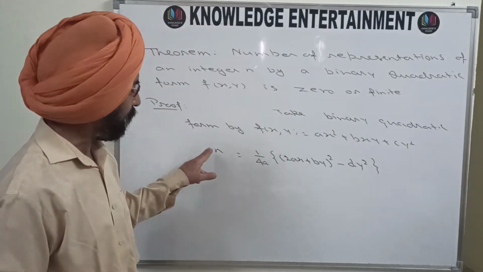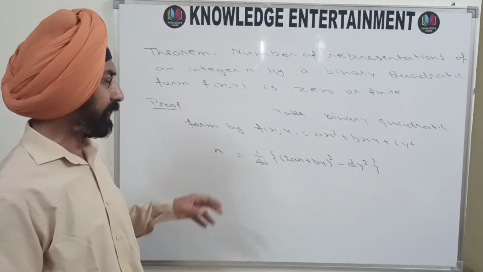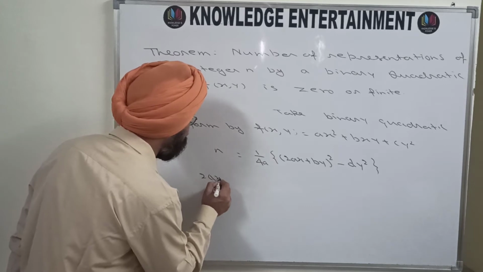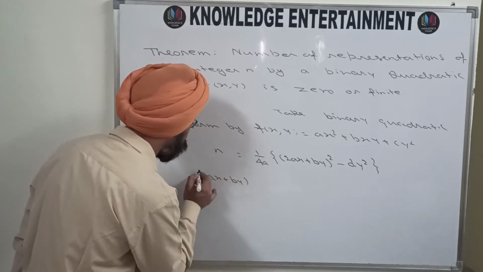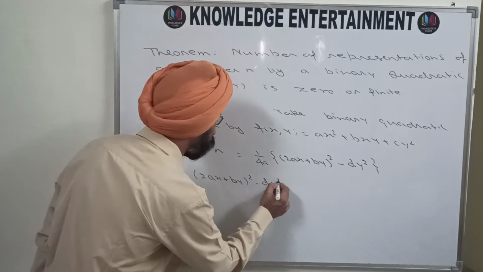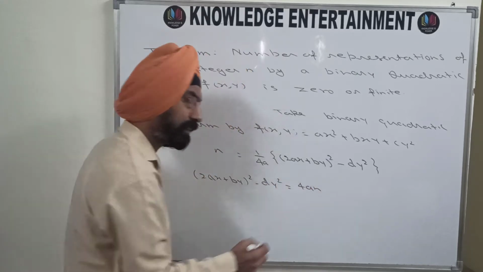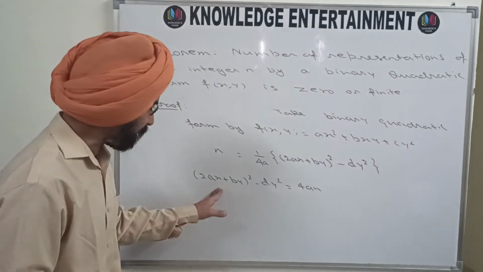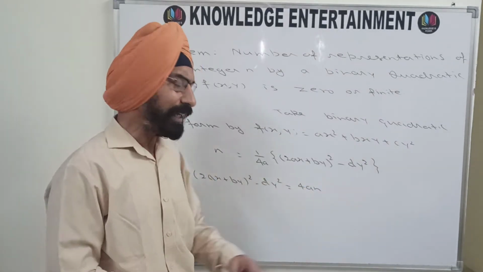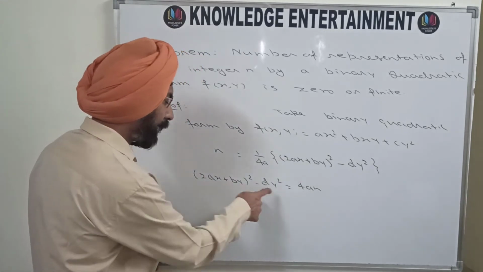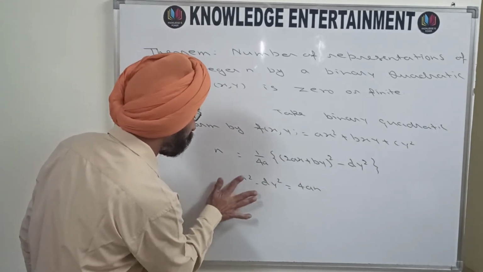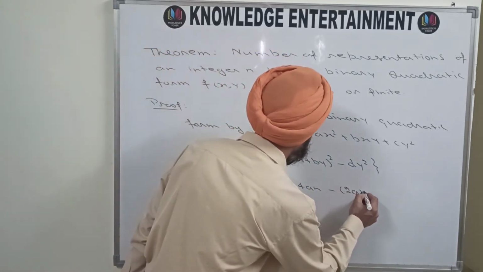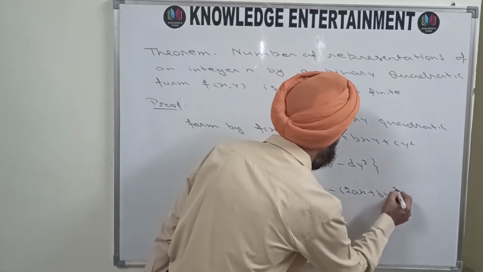Now take this 4a by cross multiplication to the other side. You will get (2ax + by)² - dy² = 4an. Move one step further, take this term to the right hand side. That means -dy² = 4an - (2ax + by)².